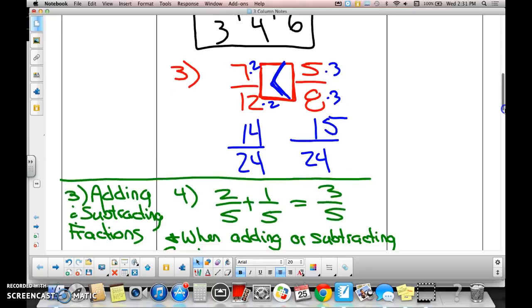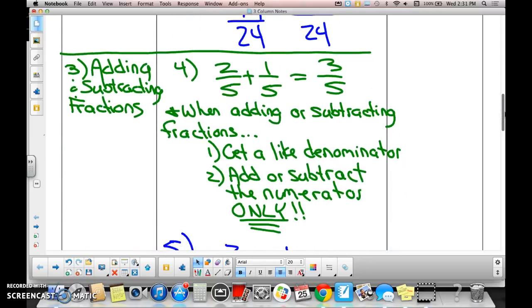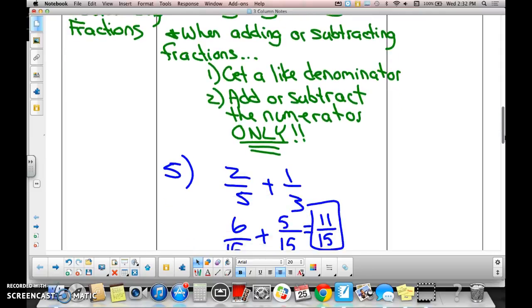Then we moved into adding and subtracting fractions. We see that on example number 4, 2/5 and 1/5, easy because it has a common denominator. And then basically we said there are 2 things you must do to add or subtract fractions. 1, make sure you have a like denominator. If you don't, get one. 2, only add the numerator, do not add the denominator, right? Yes. Number 5.